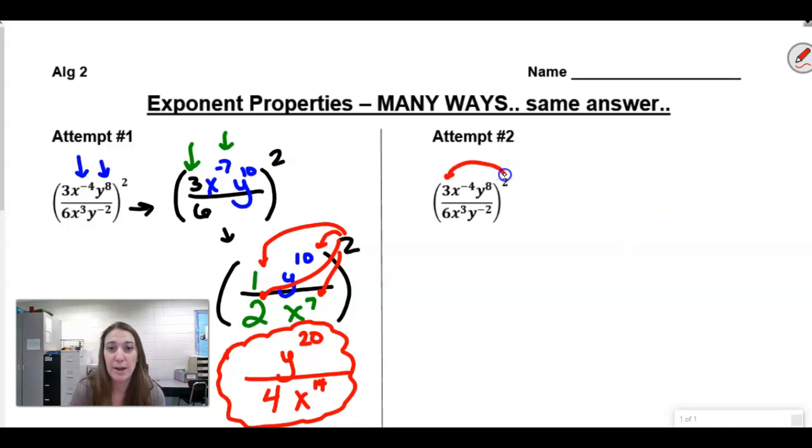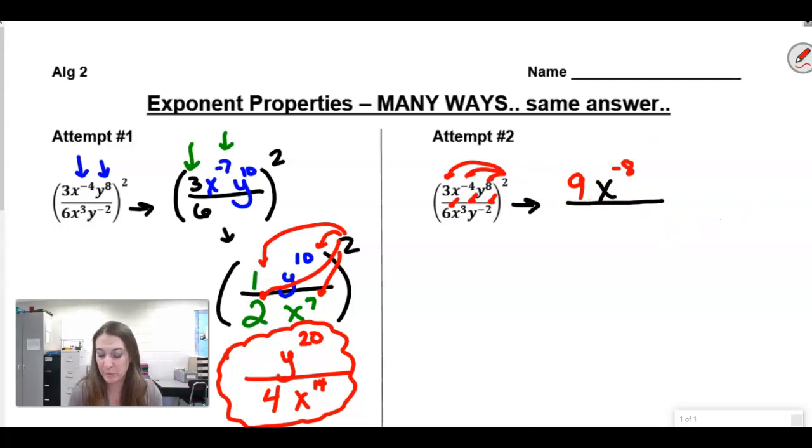So I'm going to square everything. Okay, so my next line would have read, now I don't have the parentheses anymore, but I got a whole lot of other stuff, right? So 3 squared, I'm going to call that a 9. And then the x becomes x to the -8, because we multiplied those exponents, the -4 and the 2. The y is now y to the 16th when I multiply those.